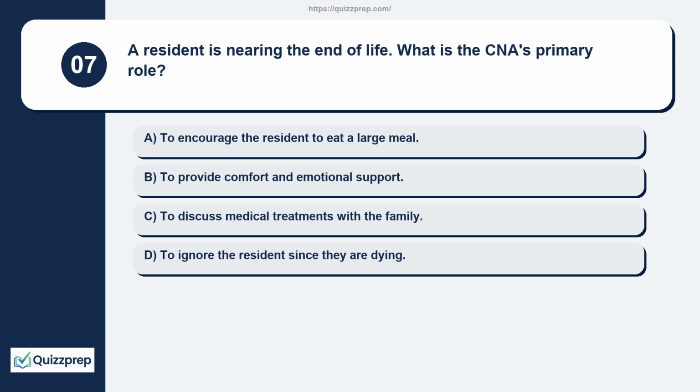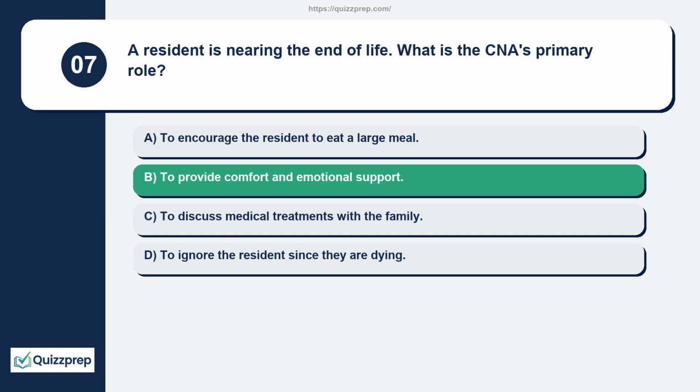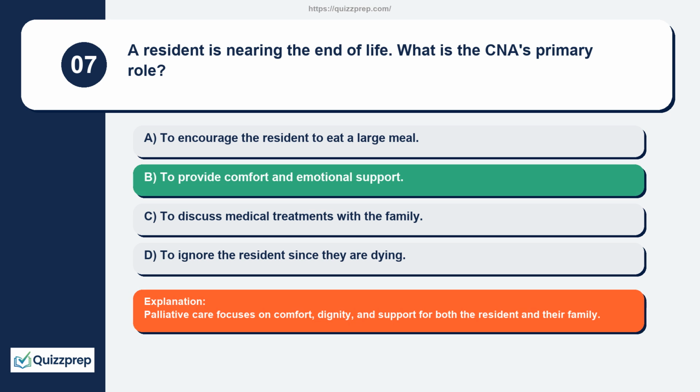Question 7. A resident is nearing the end of life. What is the CNA's primary role? To encourage the resident to eat a large meal. To provide comfort and emotional support. To discuss medical treatments with the family. To ignore the resident since they are dying. Palliative care focuses on comfort, dignity, and support for both the resident and their family.